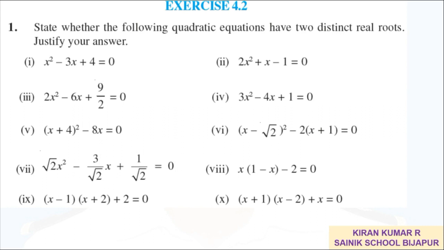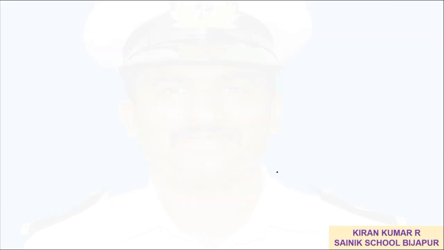The basic concept used to solve this question is we will make use of discriminant, which is nothing but b square minus 4ac when the quadratic equation is of the type ax square plus bx plus c equal to 0. Let's solve one by one. Let me take up the first question.